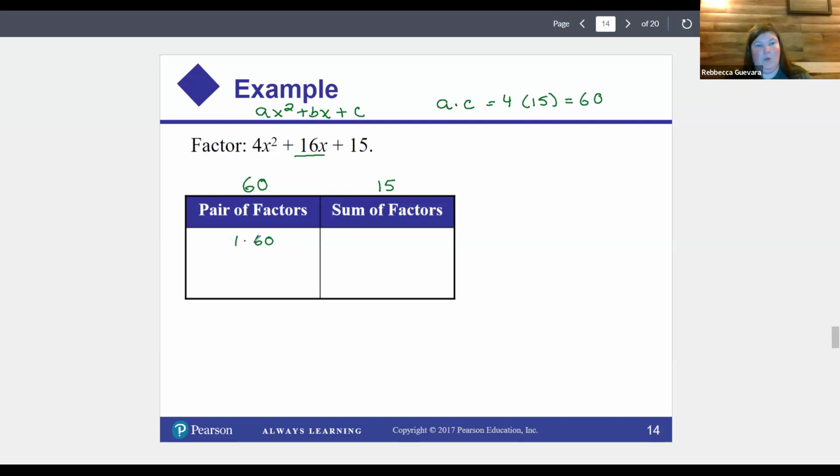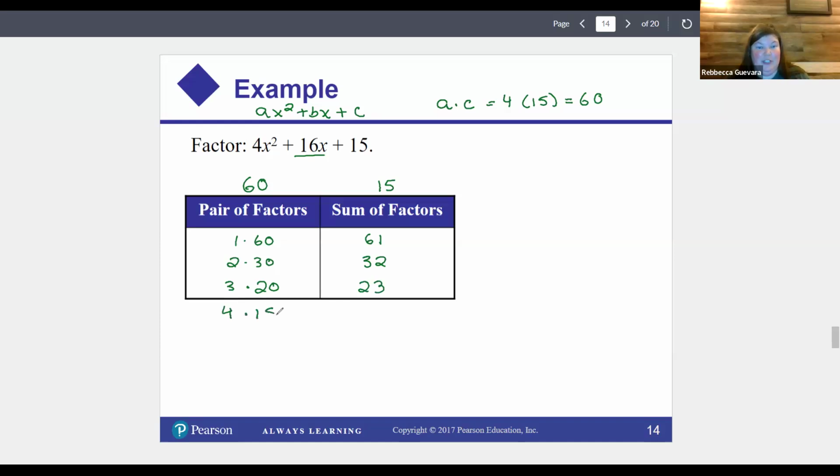So we've got 1 and 60. We add those together. Like I said, everything here is positive, so we only need to worry about positive factors. 1 and 60 make 60. If we add them together, we get 61. 2 and 30, we add those together, we get 32. What was the other one? 3 and 20. There we go. I was looking at the wrong number. That is going to give me 23.